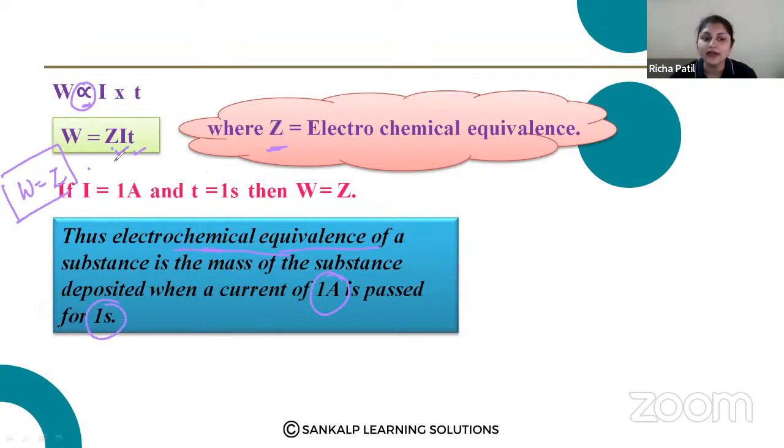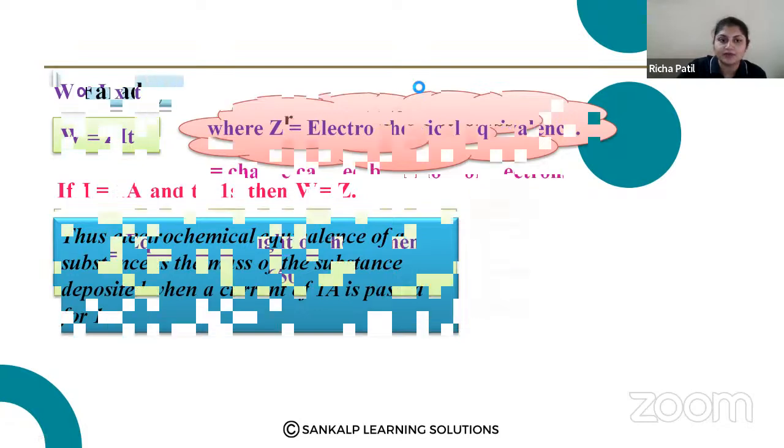So how do you get the definition? If you substitute I equals 1 A and time equals 1 second, then you get W equals Z. So electrochemical equivalence is the amount of substance which is deposited when a current of 1 ampere is passed for 1 second.